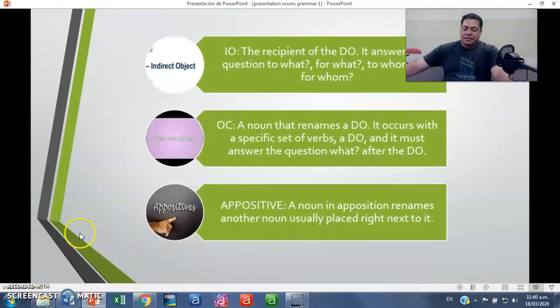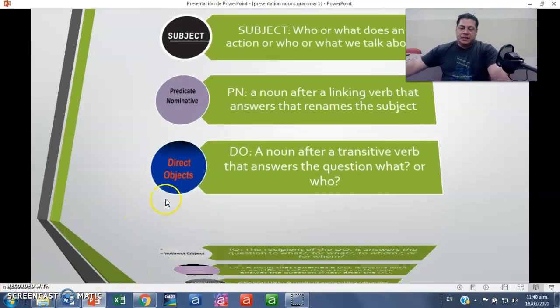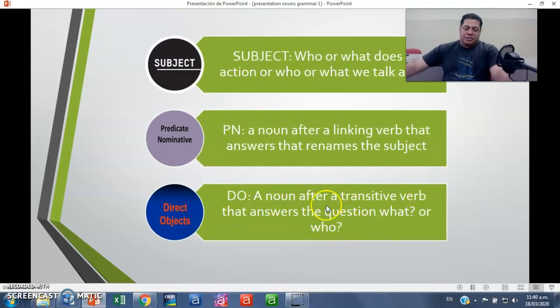Oops, sorry, not here. The direct object. We know that we find a direct object only after a transitive verb, and this is important. Not only because it's after a transitive verb are we going to say that that's a direct object. We need to make sure that it answers the question what or who after the verb. After the verb. Remember, this is very important, this is key.